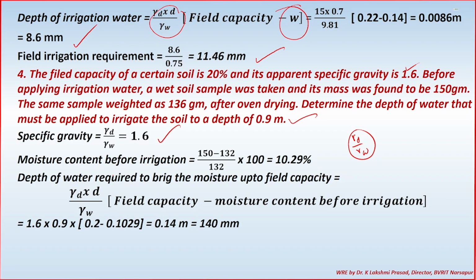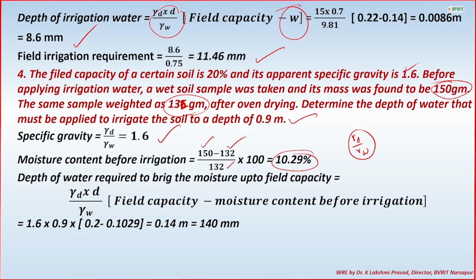Now when the soil is in the wet state, the weight is how much? 150 grams. Then if we put the same thing in the oven, naturally all the moisture content is released, so its weight is 132. So naturally, what is the moisture content before irrigation? 150 minus 132 divided by 132. So 10.29% of moisture is available before you apply any water to the soil.